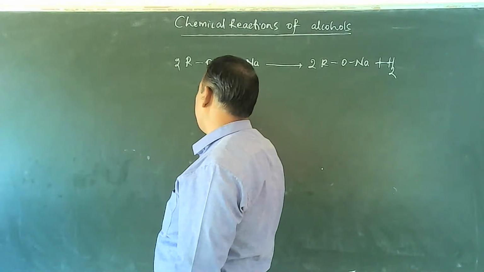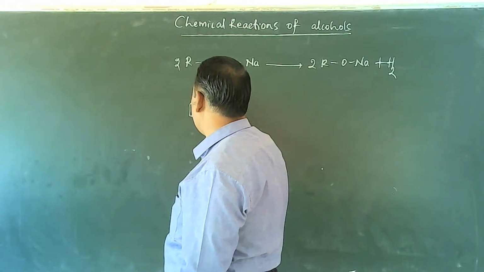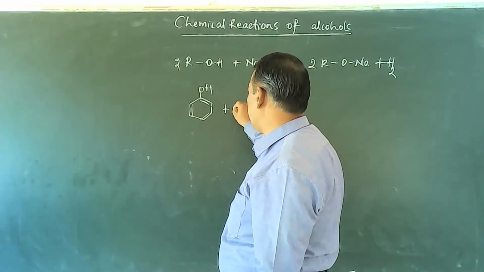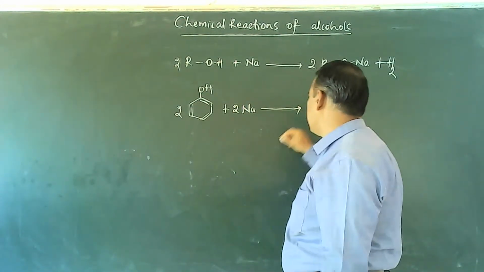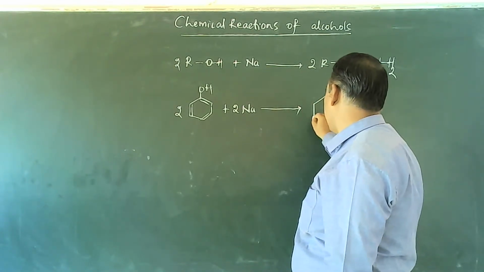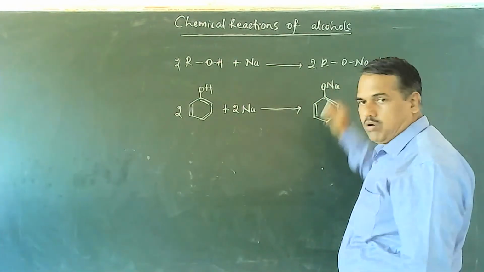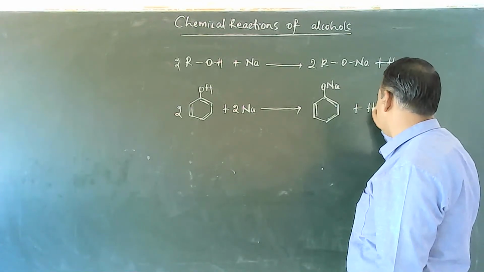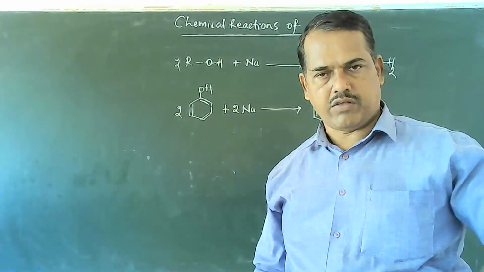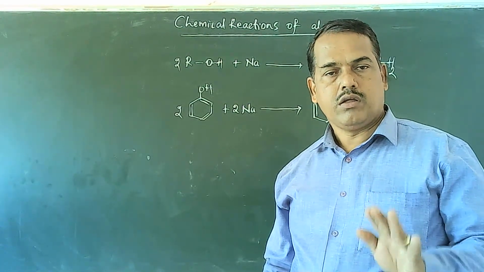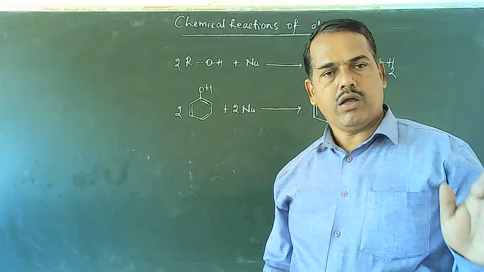Take for example phenol. Again, phenol reacts with an active metal like sodium. Two molecules of phenol plus 2Na, we will get sodium phenoxide, ONa, plus hydrogen gas. In both equations, you can see the release of hydrogen gas. It indicates that phenols are very good acids.